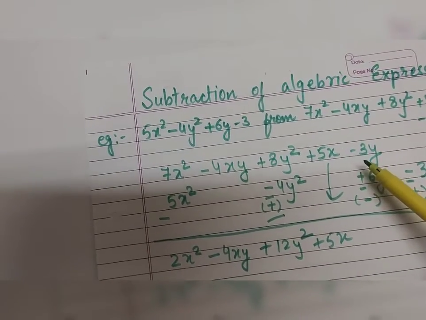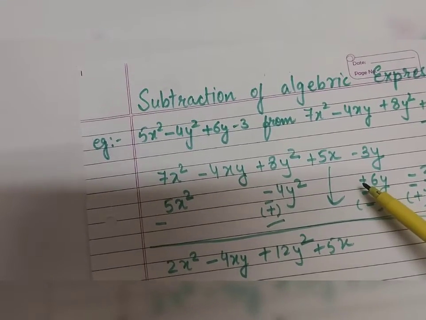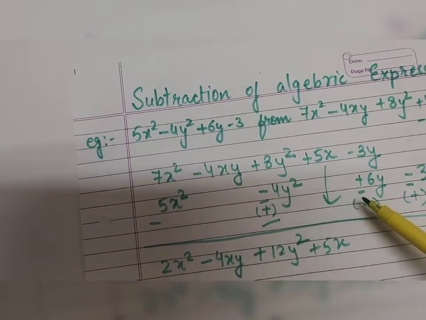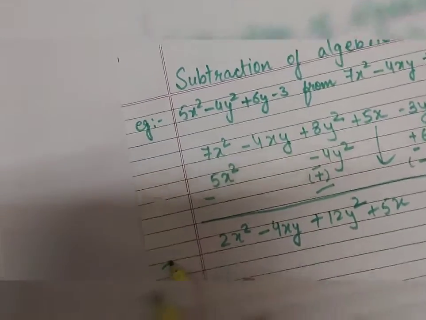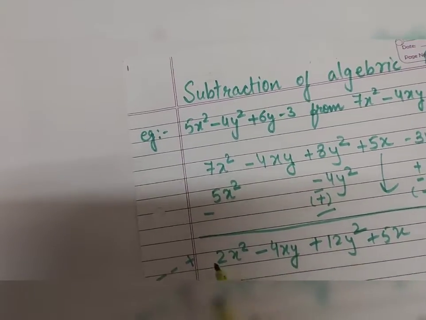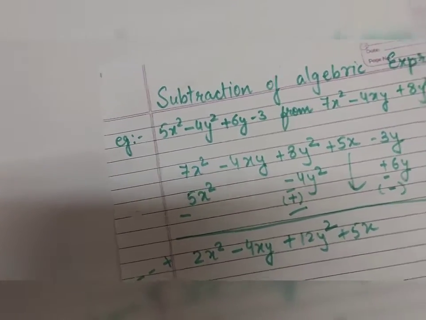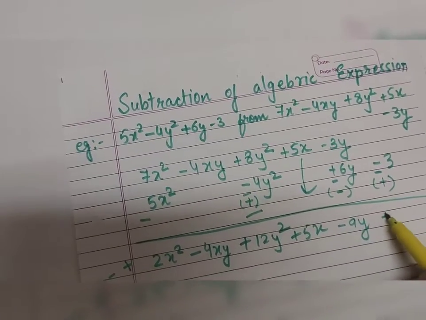Then minus 3y and minus 6y. This addition will become subtraction because we are subtracting it from this, but minus minus we have to make plus. So minus 3y minus 6y will give you minus 9y, and this becomes 3y.